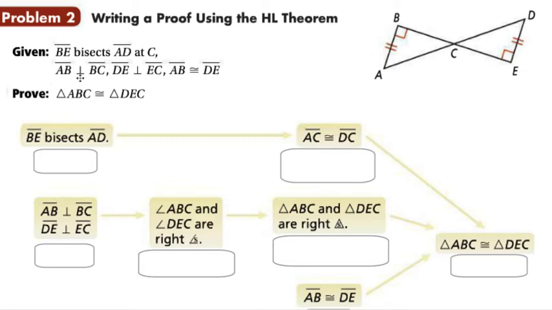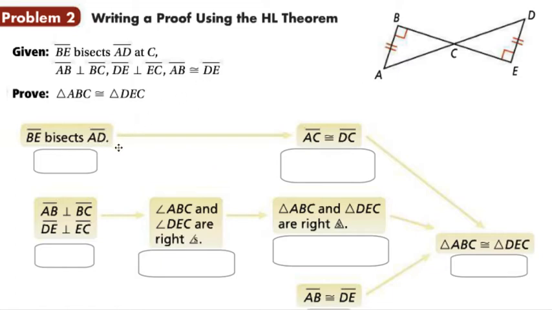Okay, AB is perpendicular to BC. So they're telling us this side and this side are perpendicular, which gives us the 90-degree angle. DE is perpendicular to EC, another 90-degree angle. And AB is congruent to DE. Okay, so we have those sides marked. Prove that the triangles are congruent.